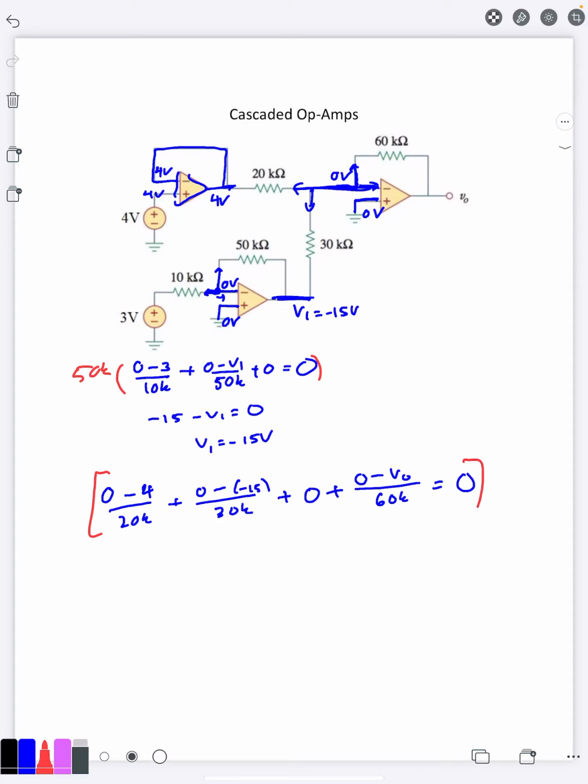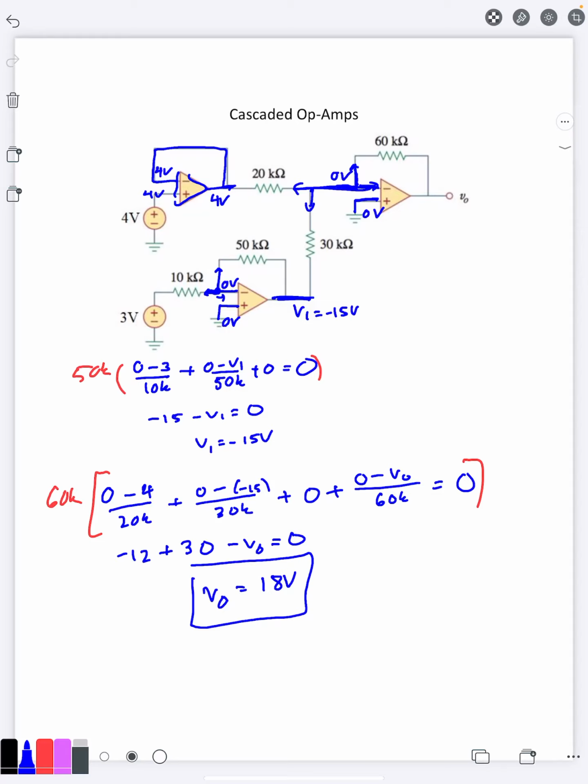Now this is an equation that only has one variable in it, so we'll be able to solve. Let's clear out the denominator, multiplying by 60k. 60k over 20k is 3, so minus 12. 60k over 30k is 2, times negative negative makes positive 30. And then minus V0 equals 0. And so moving things around, we're going to get V0 is 18 volts.